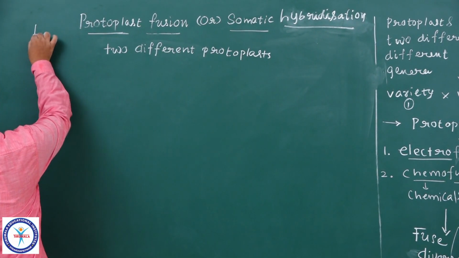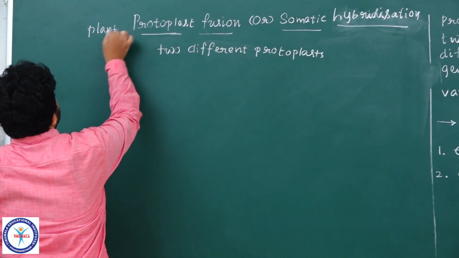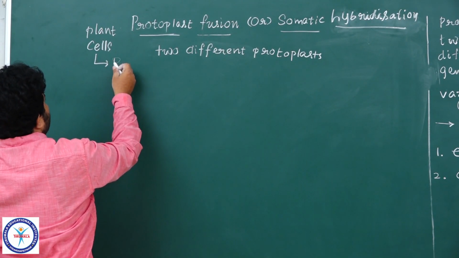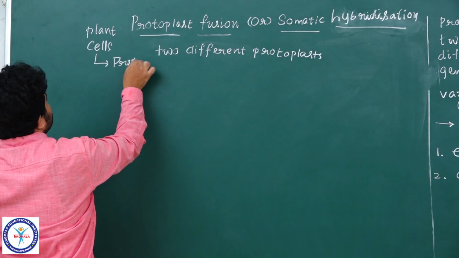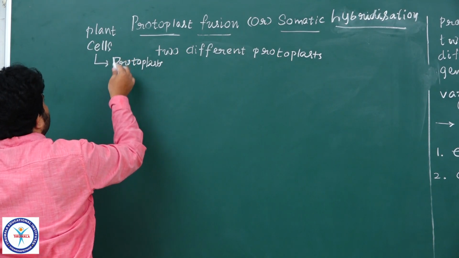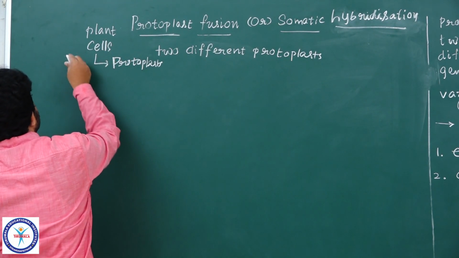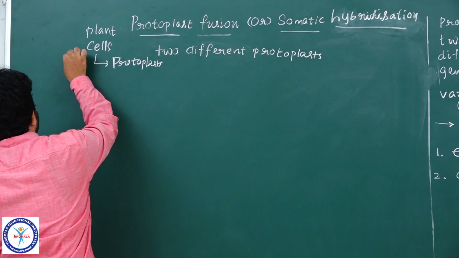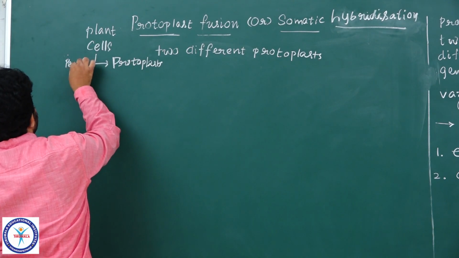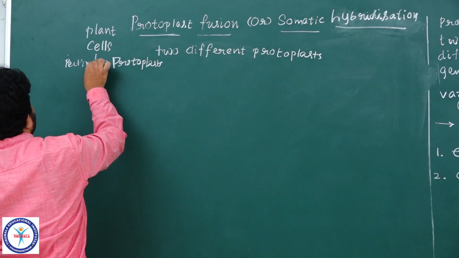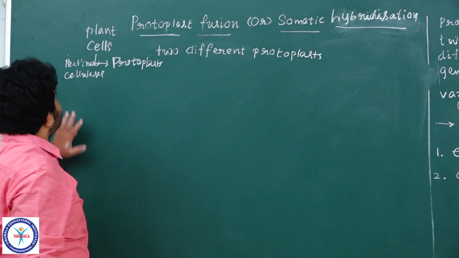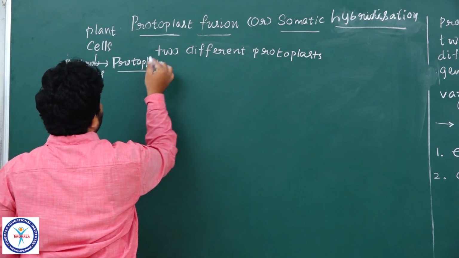After that, as we already discussed, these normal plant cells we prepared into protoplasts. How are we going to prepare the plant cells into protoplasts? By using lytic enzymes to remove the cell wall, that is, pectinases and cellulases. Pectinases and cellulases we are using. After that we are producing protoplasts.